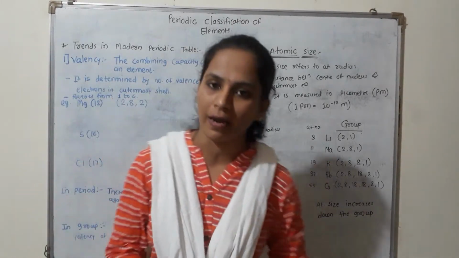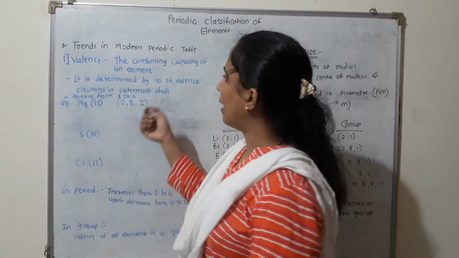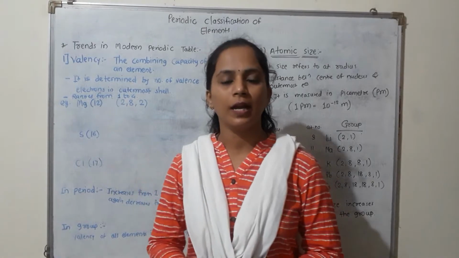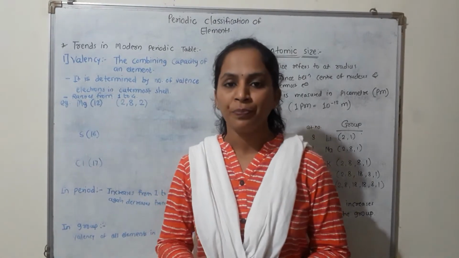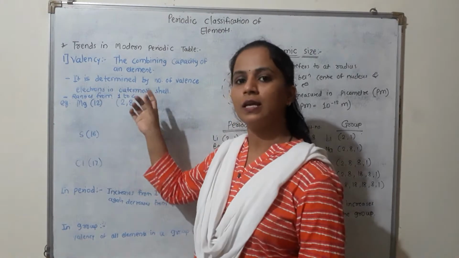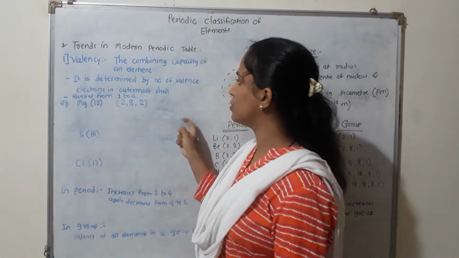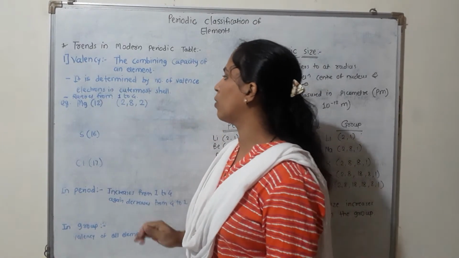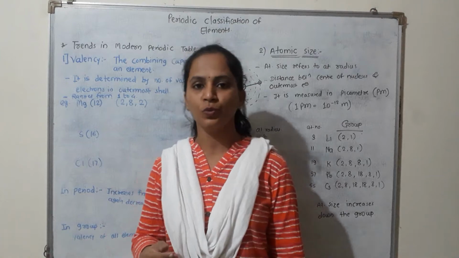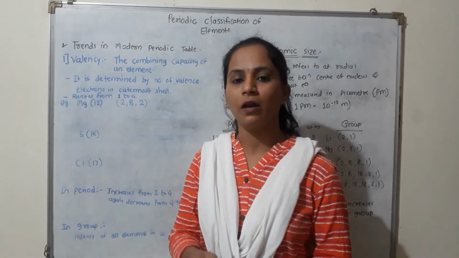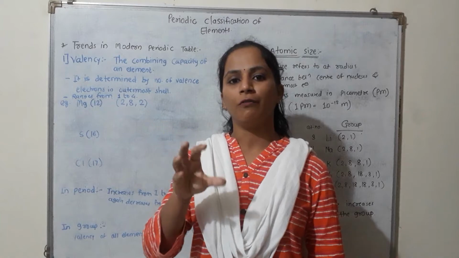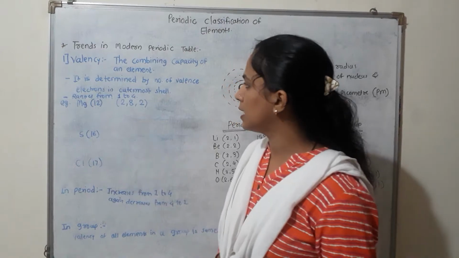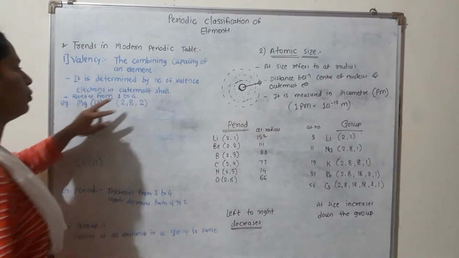So what is meant by valency? In simple words, valency is the combining capacity of an element. This valency is related to its atomic number, that is, its electronic configuration. Actually, it is determined by the number of valence electrons in the outermost shell. Students, you have studied in previous standards how to fill the electronic configuration of any element. So valency is related to the electrons present in the outermost shell.